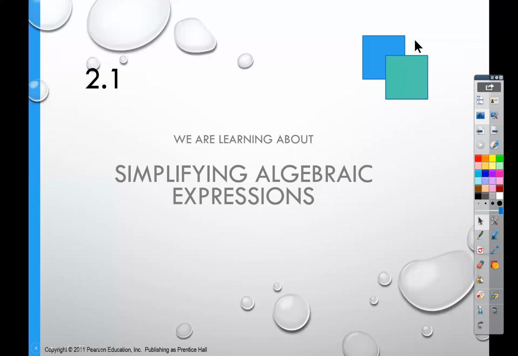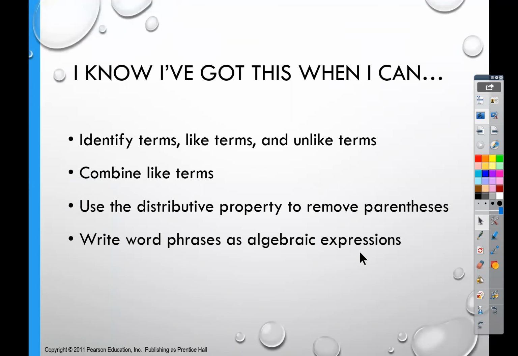Hello, everyone. Today we are learning about simplifying algebraic expressions. You know you've got this when you can identify terms, like terms and unlike terms, combine like terms, use the distributive property to remove parentheses, and write word phrases as algebraic expressions.